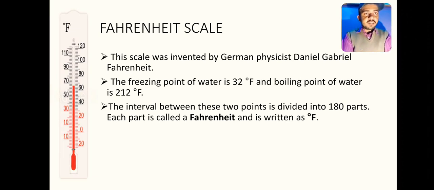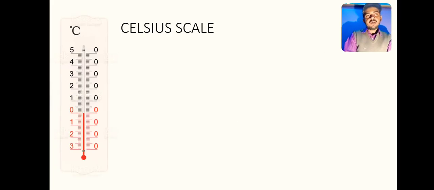The interval between these two points is divided into 180 parts, and each part is called a Fahrenheit. Obviously, between 32 and 212, it's 180 units, and each of them is called 1 Fahrenheit, and it is denoted by degree F.